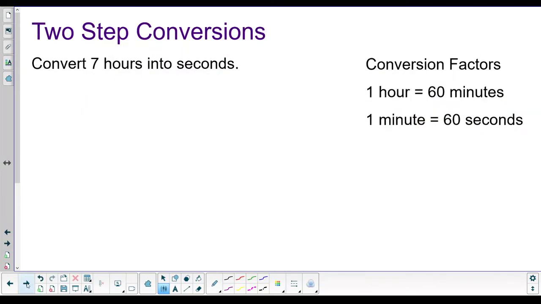All right, let's look at this 2-step conversion just to kind of drive home how we set up these ratios and how everything's going to cancel. And then we'll do a multi-step one just to really beat it to death.